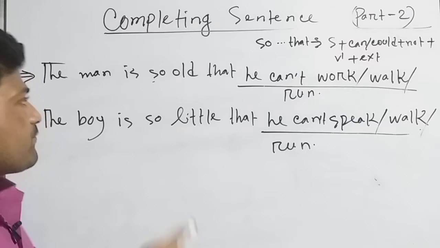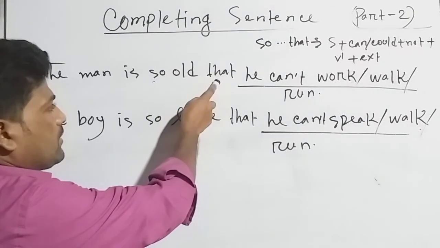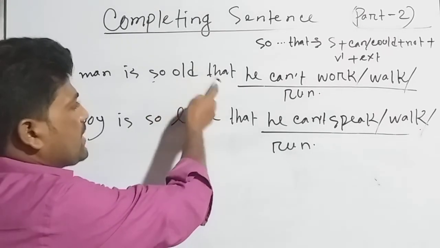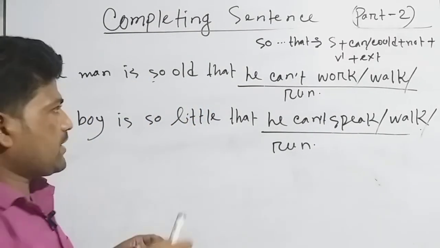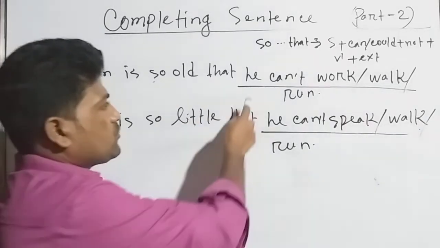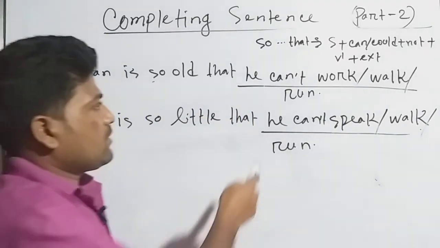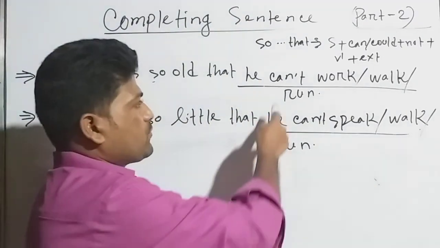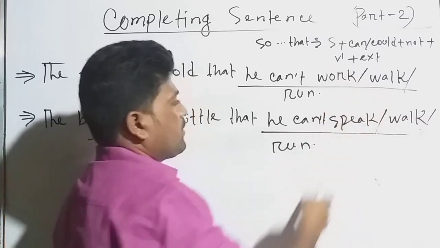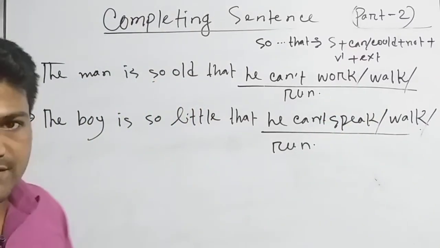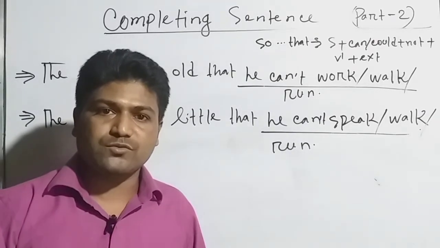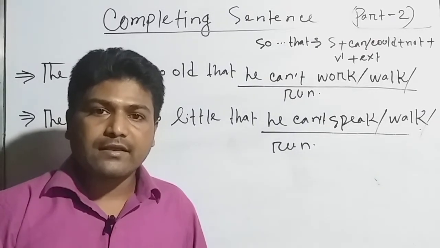I repeat, if there is "so adjective that" in any kind of incomplete sentence, then how can you complete it? First you have to use a subject, then can or could plus not, then verb number 1 plus extension. In this way we can complete this type of incomplete sentence. Dear learners and viewers, hope you have understood very clearly, right?